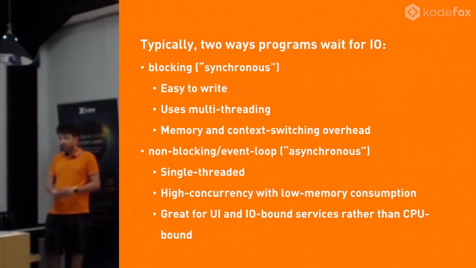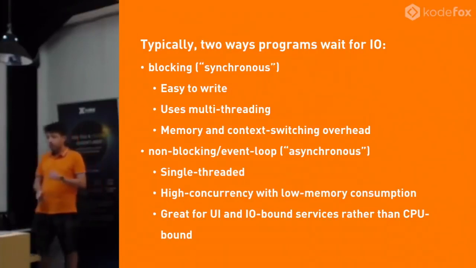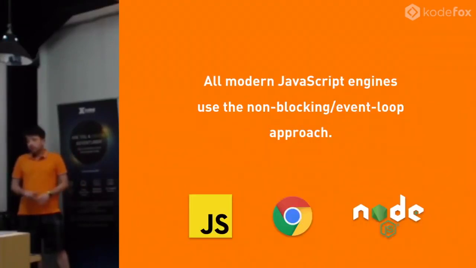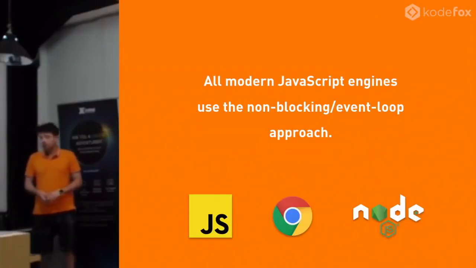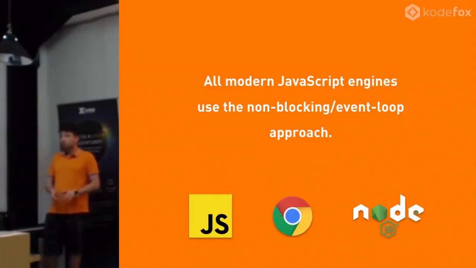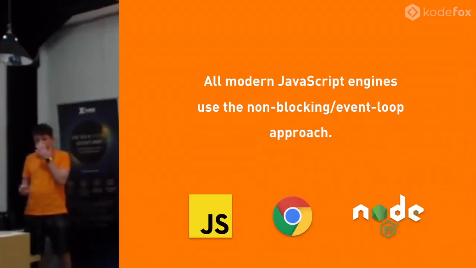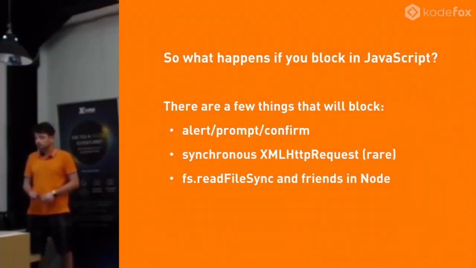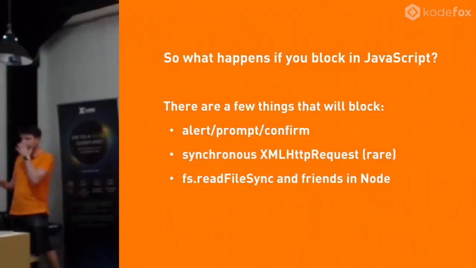So that's the overview of the two patterns. JavaScript, as you know, is the second one. All the browsers and most JavaScript server-side frameworks are event-driven or non-blocking. There are some exceptions to that, historically, like really older engines, but in general every JavaScript you ever write will be event-driven, non-blocking. Does anybody have any questions about that?